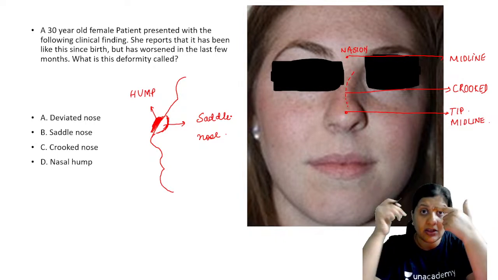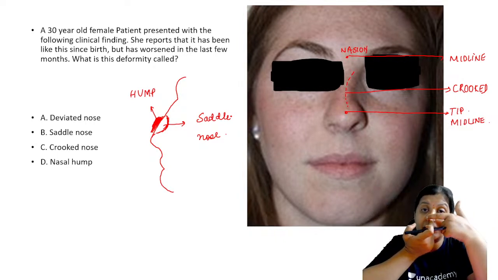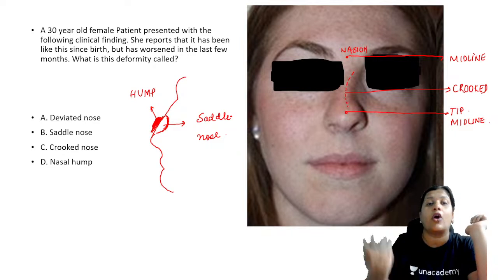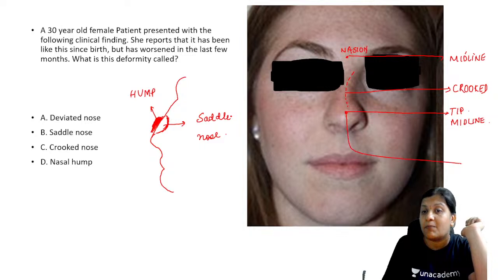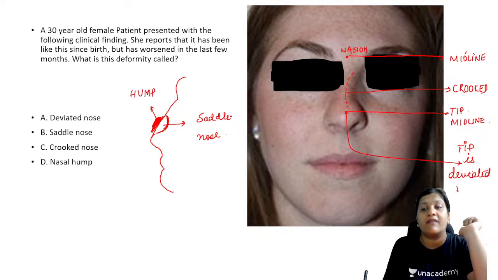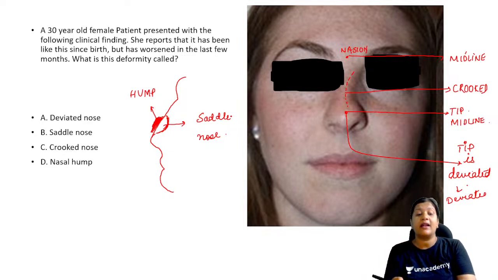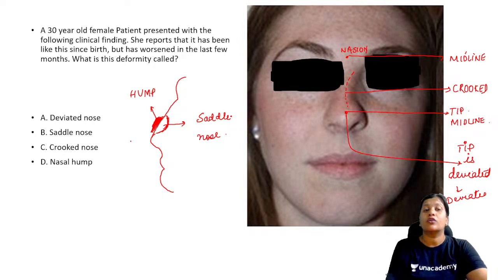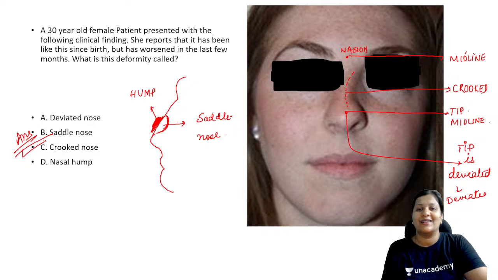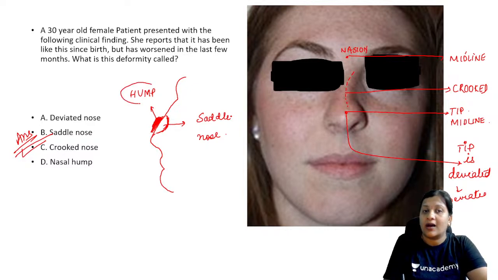But if the nasion is in the midline, but the tip has got shifted, then we call it a deviated nose. So nasion is in the midline, but the tip has got deviated, then we call it a deviated nose. Now here we have a deformity where the nasion is in the midline, the tip is in the midline, the rest of the dorsum is deviated, and hence this comes under the crooked nose deformity. So the answer for this question is crooked nose deformity.